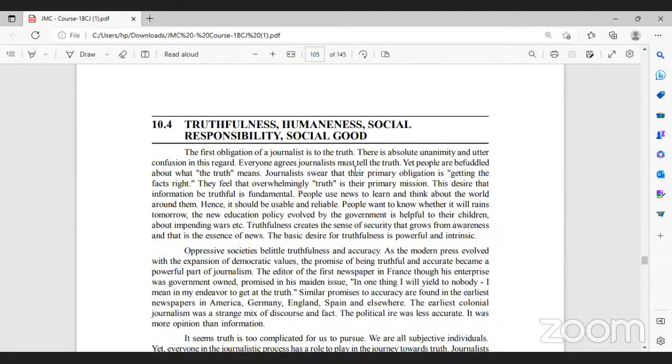Then truthfulness, humanness, social responsibility, and social good. So the first obligation of a journalist is to be very truthful. Truth is a person's individual responsibility also. And when you are passing information to a wider audience, you should have an obligation to be very true in your reporting.